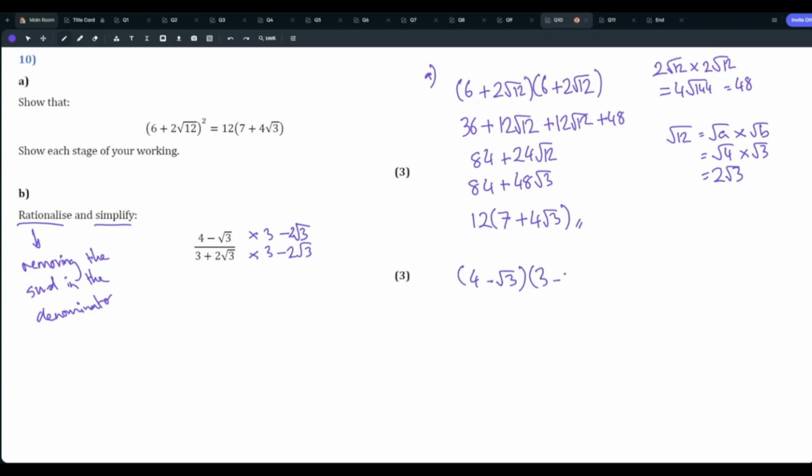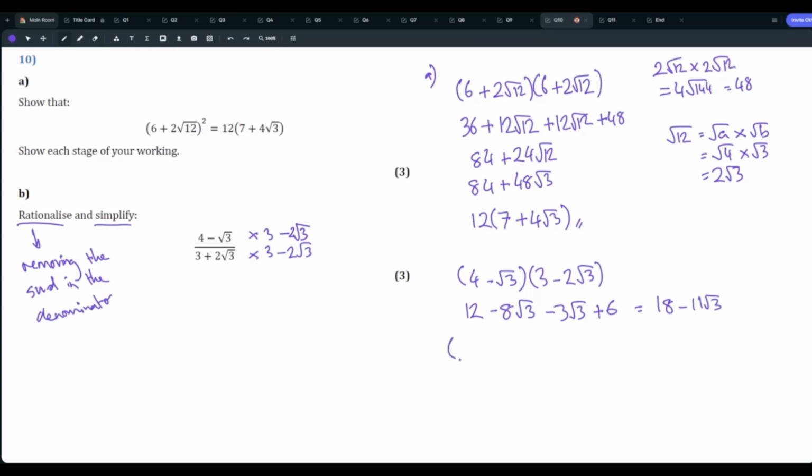I'm just going to do the top first. 4 times 3 is 12. 4 times negative 2√3 is negative 8√3. Minus √3 times 3 is minus 3√3. Negative times negative becomes positive, so that becomes plus 2 times √9, which is 3. So 2 times 3 is 6. Just simplify this. This becomes 18 minus 11√3. Okay, that's the top done.